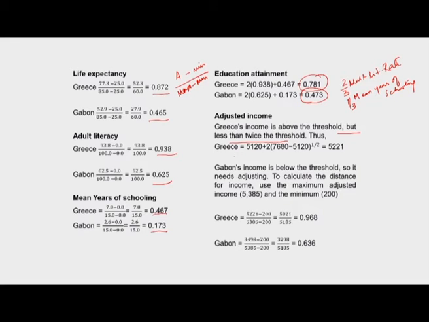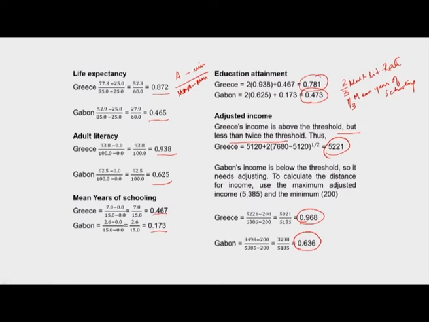So accordingly, based upon Atkinson's utility function formula, Greece's adjusted income comes to 5,221. Gabon's income is much below the threshold, 3,498, and so to calculate the distance for income, we use the maximum adjusted income and the minimum. So the index comes out to be, for Greece, 5,221 minus the minimum, which is 200, divided by maximum minus minimum, which comes to 0.968, and for Gabon 0.636.